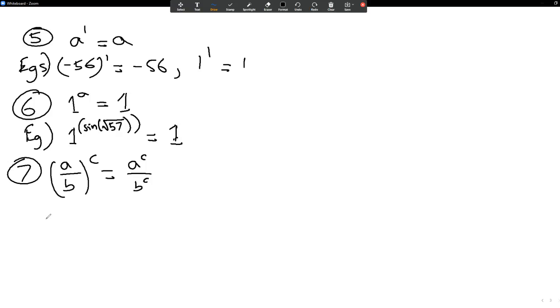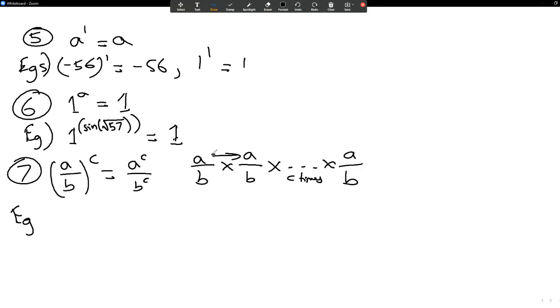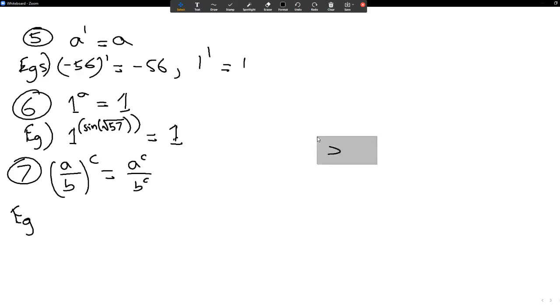So for example, we can... and just heads up, the reason why this works is, again, we're multiplying this c times now, right? So obviously all the numerators will multiply together and all the denominators, and that's why it works. You don't need to know why they work, you just need to know the rules.